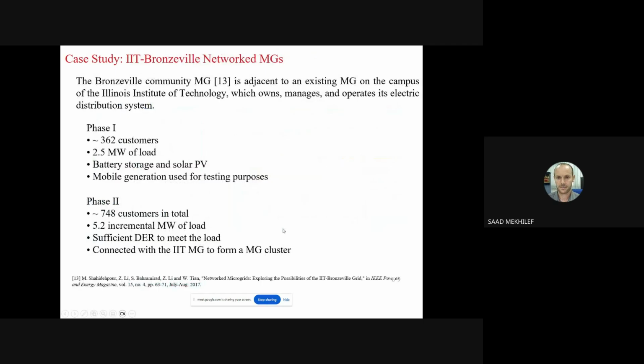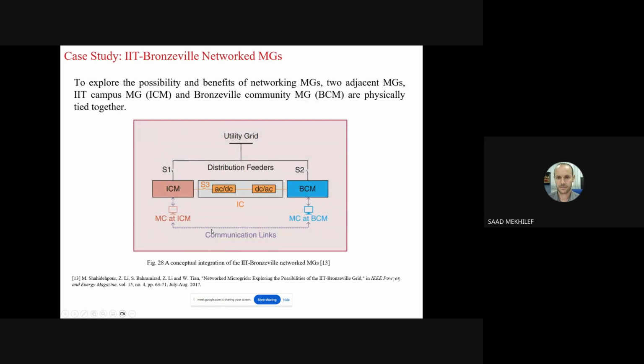So this system comes in two phases of design. In the first phase, they have around 362 customers, 2.5 megawatts of load, battery storage and PV, and a mobile generator for testing purposes. Phase 2: 748 customers in total, 5.2 incremental megawatts of load, sufficient DR to meet the load. It means they have distributed renewable energy sources to supply the load, which is quite good.